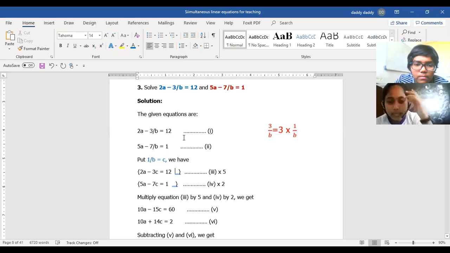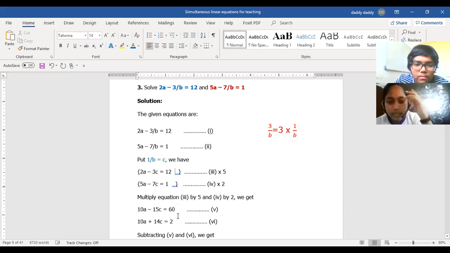third. Now see over here, my number of equations have increased. Initially they were 1 and 2. After introducing c, I gave them another name, third and fourth, and now I will be multiplying and giving them another name, 5 and 6. And here, unlike the previous one, you are multiplying both the equations with some number, to make one of the variables same. So 10a minus 15c is equal to 60 is your third equation, and the fourth equation after multiplying becomes 10a minus 14c is equal to 2.